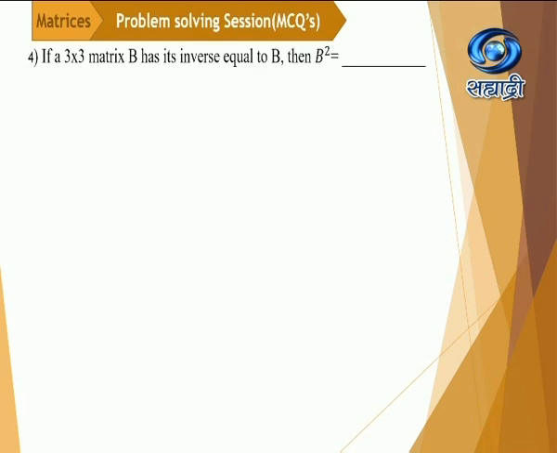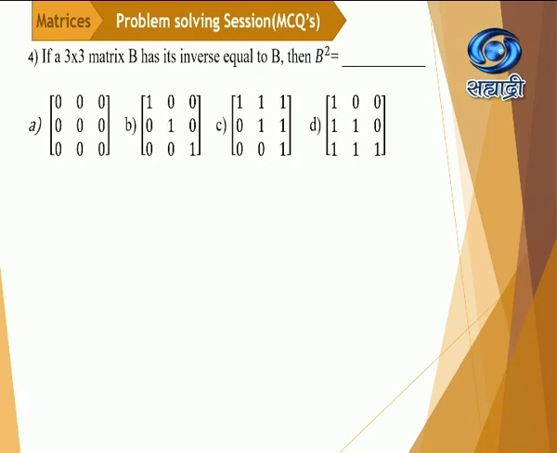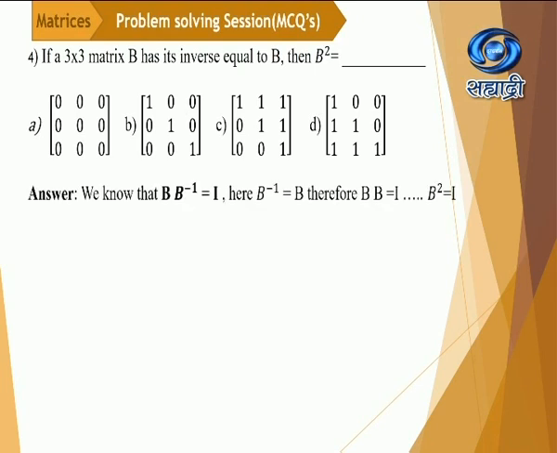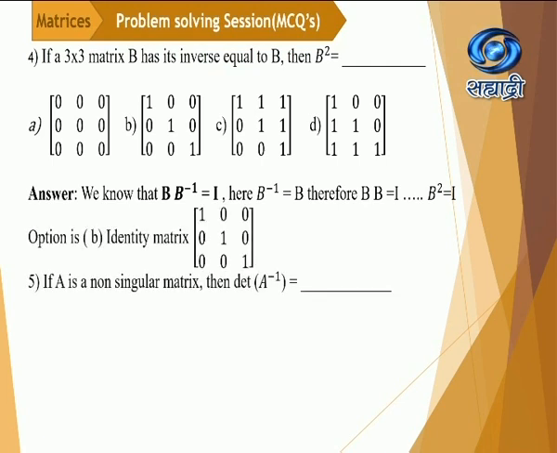It's an interesting example. If we have a 3 cross 3 matrix B, which has its inverse equal to B, that means B inverse equal to B is the case. Then B square equal to what? Let us check. We know that B into B inverse equal to identity, but we have B inverse equal to B. Therefore, B into B equal to identity. That means B square equal to identity, and therefore the option is B, identity matrix.